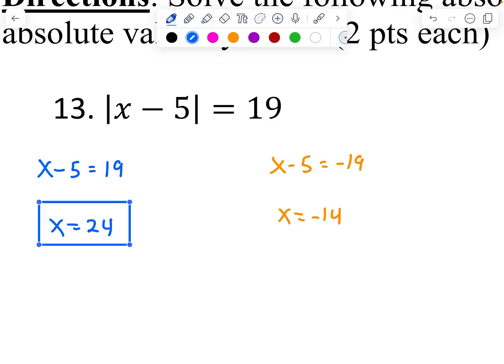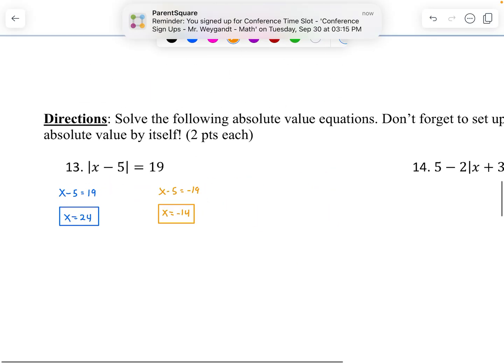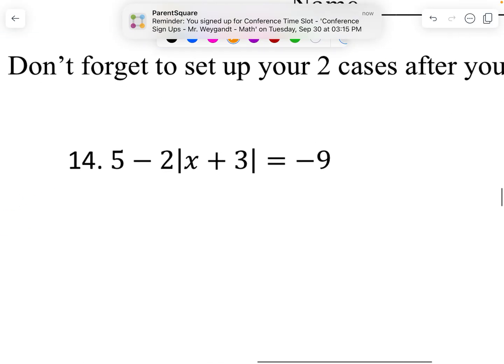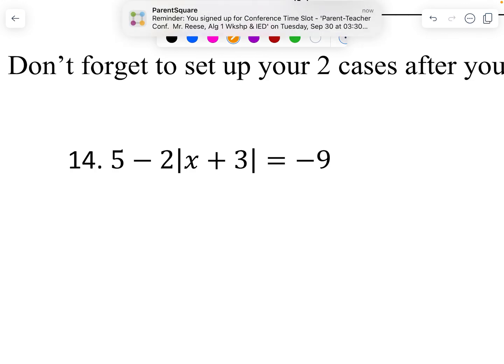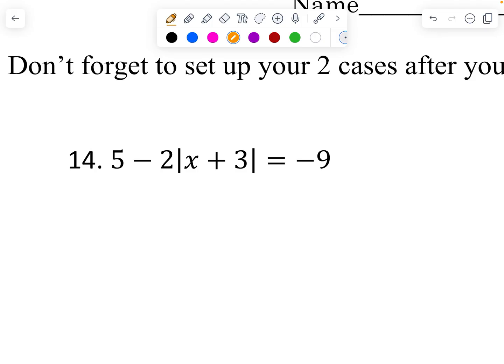We should actually check for extraneous solutions, but I didn't put any extraneous solutions on this. On 14, so this is where you want to get the absolute value by itself. Sorry about those reminders popping up there. Get the absolute value by itself by subtracting 5 first, because the negative 2 is multiplying, so you can't combine the 5. You can't do 5 minus 2. It's order of operations. You got negative 2 multiplying this stuff, but also don't distribute. But it is showing multiplication. So subtract 5 and you get negative 14.